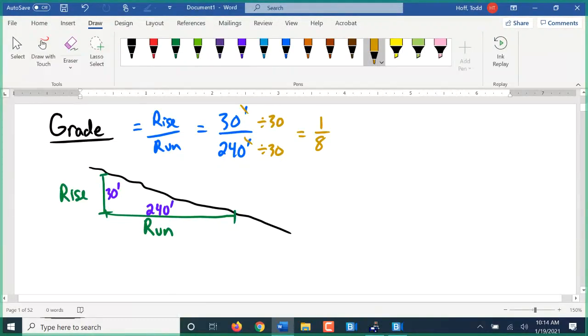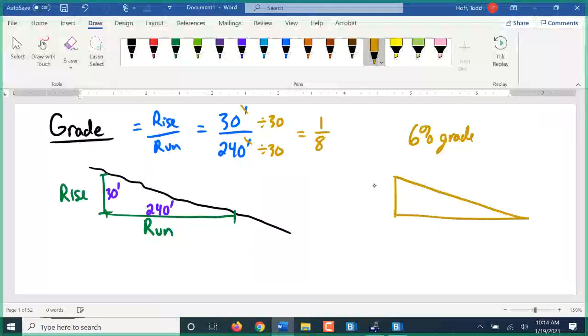Grades are very deceiving, by the way. 6% grade is saying there's 6 feet of rise, 100 feet of run. Now you look at that and say, well, that's not very steep. That's pretty close to flat. But how many of you are familiar with Highway 8 over by St. Croix Falls? Seems pretty steep, right? That is actually, I believe, an 8% grade. That's only 8 feet of drop and 100 feet of run. Seems a lot steeper than that.